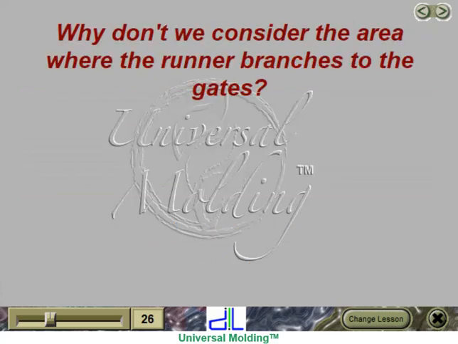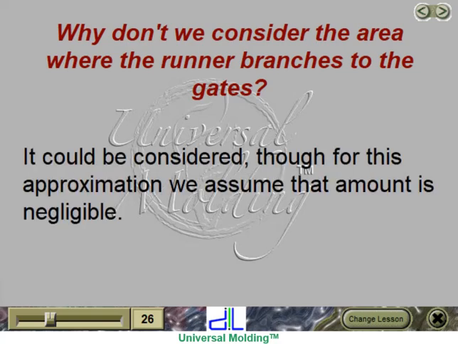Why don't we consider the area where the runner branches to the gates? It could be considered, though for this approximation we assume that amount is negligible.